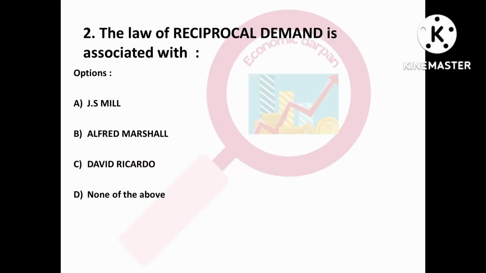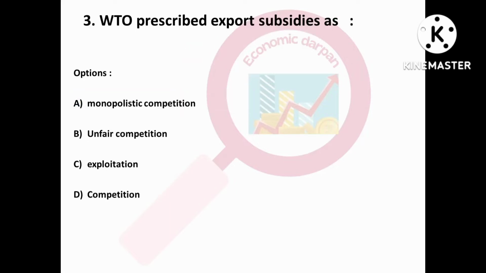Question number 2. The law of reciprocal demand is associated with: option A, J.S. Mill; option B, Alfred Marshall; or option C, David Ricardo. The option D is none of the above. So the law of reciprocal demand is associated with J.S. Mill.